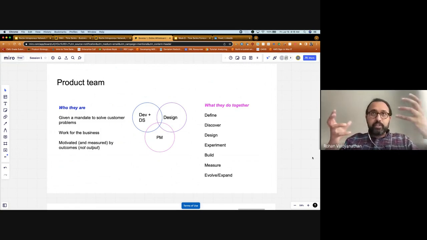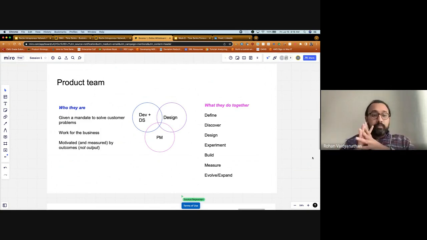The dev, design and data science teams: design leading more of the user experience part and the user research part, and dev and data science bringing more of the core technology skills. And product management being there to make the decisions on where you're going, how you're going to go there, and who the stakeholders are, et cetera. So I'll come to that a little later.